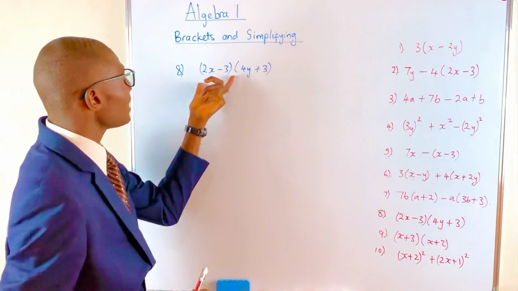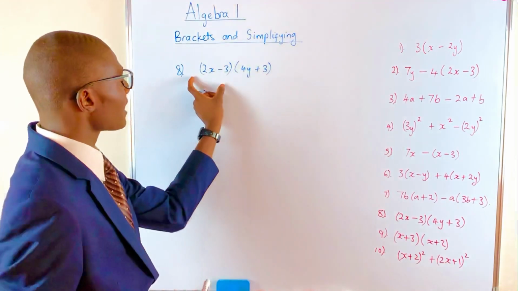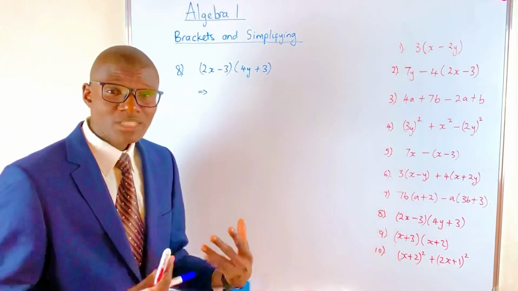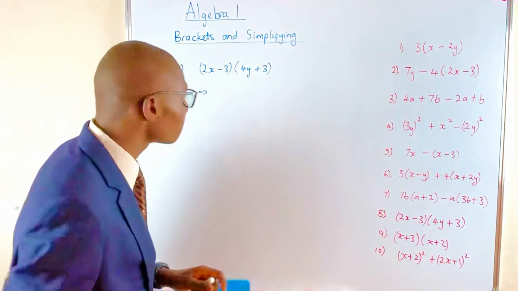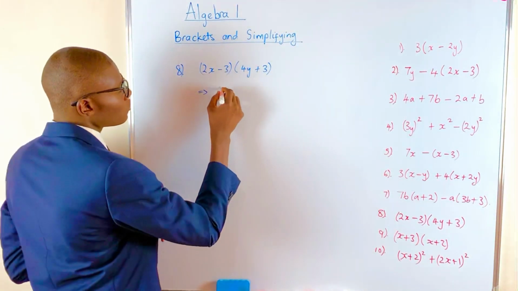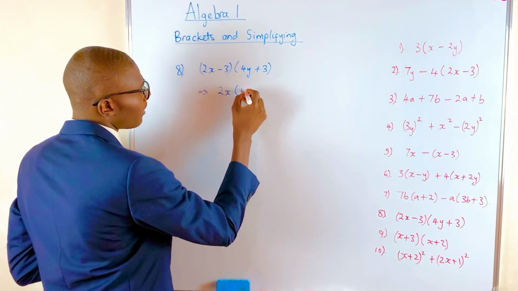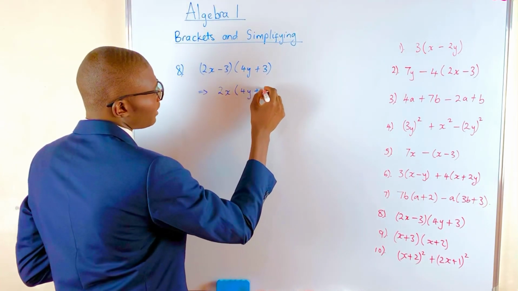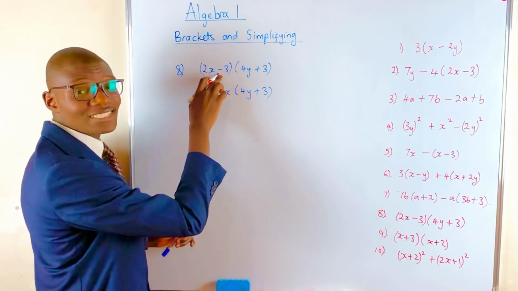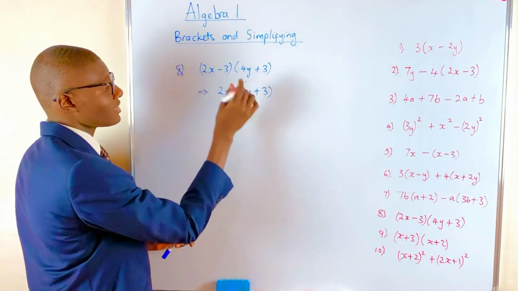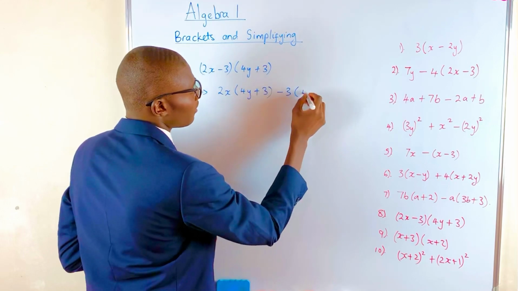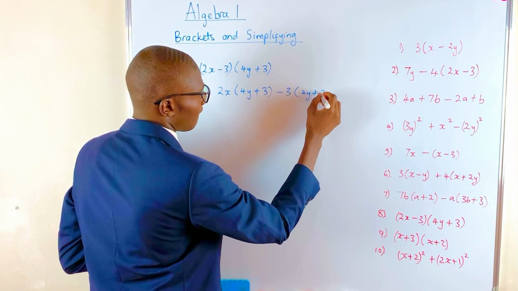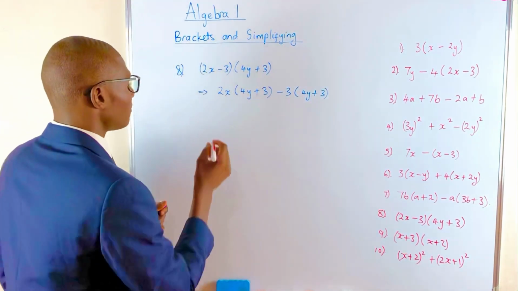So it means each of these terms inside these brackets is going to multiply each of these terms inside those brackets as well. So starting off, 2x shall multiply 4y plus 3, and then minus 3, because remember this is 2x minus 3, then minus 3 shall also multiply 4y plus 3. And then we go on to simplify.